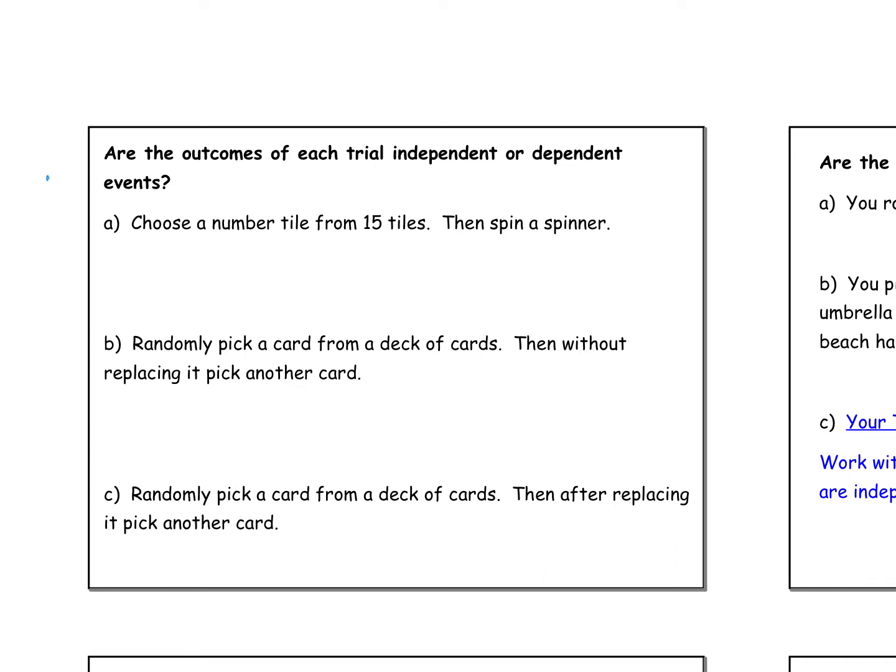All right, choosing a number tile from 15 tiles, then spin a spinner. Are these two events dependent on one another or independent? Definitely independent, because whatever I get from the number tile is not going to affect what I spin on the spinner. Randomly pick a card from a deck of cards, then without replacing it, pick another card. Are these independent or dependent? This is dependent. Because I've already selected a card, I have not put it back. Therefore, I've changed the outcome. I've changed the total number of what I could select.